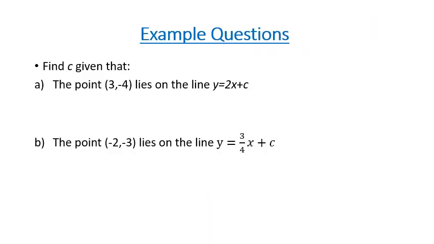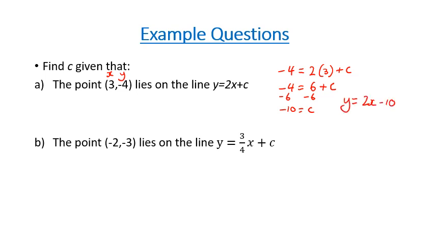Okay, so let's have a look at some more example questions here. Remember, we've got our x and our y values. We're going to substitute those in. So minus 4 will equal 2 lots of 3 plus c. Minus 4 equals 6 plus c. I'm going to take 6 from both sides. Negative 10 equals c. So therefore, the equation would be y equals 2x take 10.